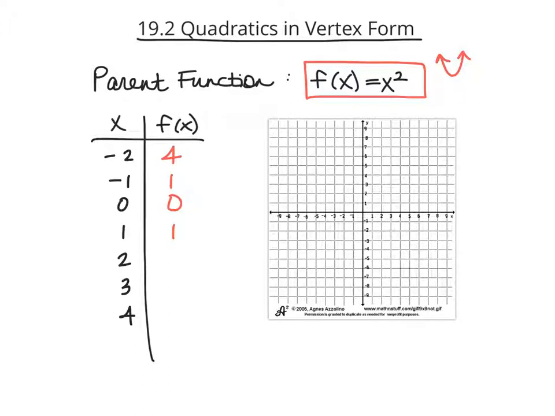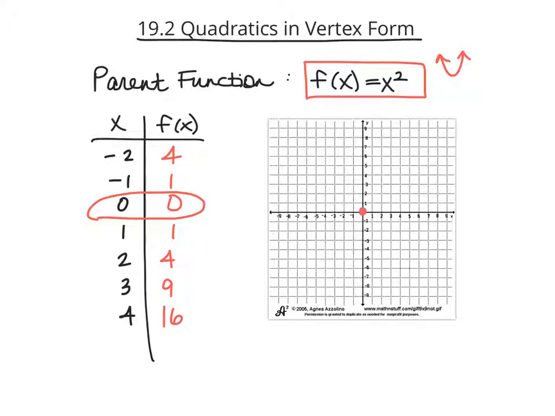So notice, first of all, this is turning around. So I've got this vertex point here in the middle. So 0, 0 is the common vertex for the parent function. 2 squared is 4, 3 squared is 9, 4 squared is 16. And so we've already talked about this, that we've got this kind of matching pattern on each side when we do parabolas. That's what makes them that U shape.